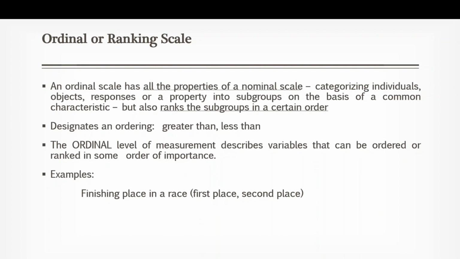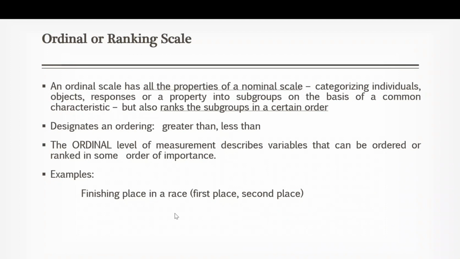From the order, what do you come to know? Who got the highest mark, who got the lowest mark, who is superior in terms of research methodology study, and who is inferior. That order you got. The ordinal level of measurement describes variables that can be ordered or ranked in some order of importance. So order of importance, this is important. The person who got the highest mark, who studied the most, who has the most knowledge about the subject got rank 1. The person who did not study, who got the lowest mark, is rank number 12. So there is some order, some ranking, and order of importance. When you give an exam, that order of importance is important.